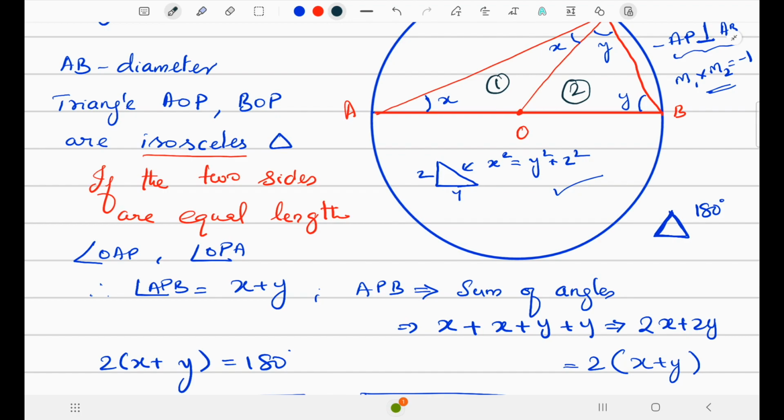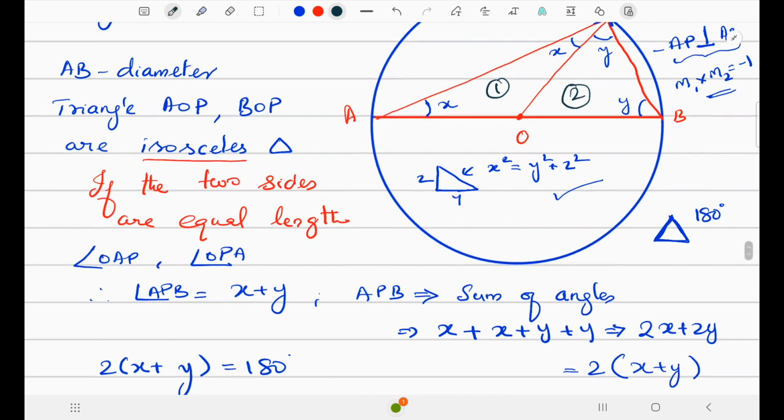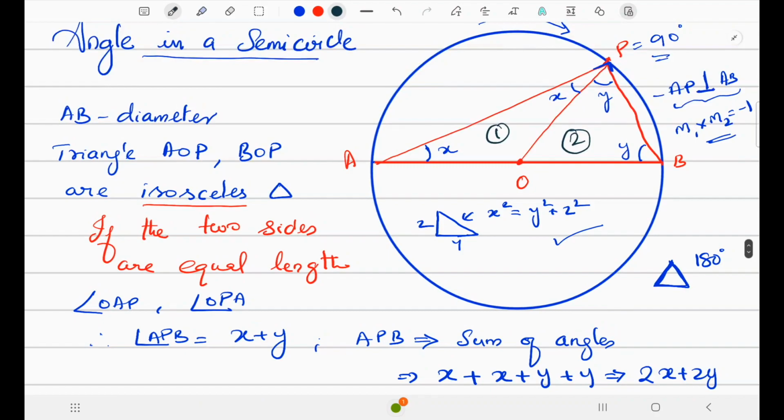Now the angle OAP is x. The theorem for isosceles triangles says that the angles OAP and OPA are the same. Similarly, if we take triangle 2, the angle OPB and the angle OBP are the same. Let us call it y.